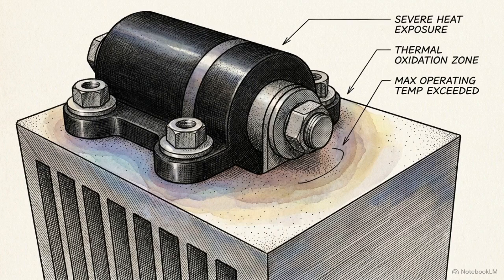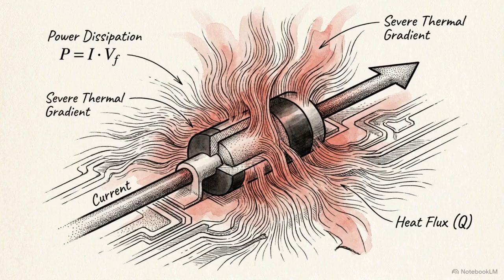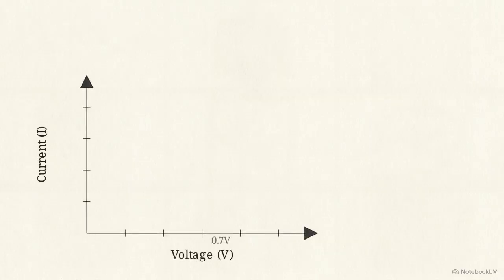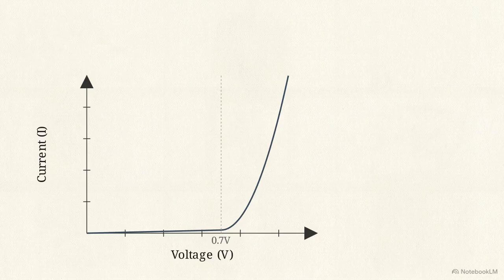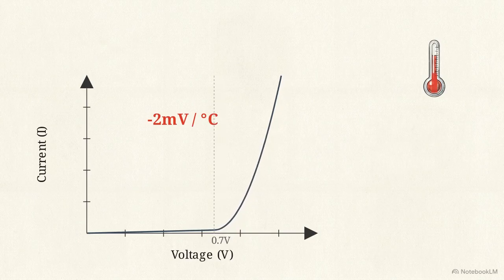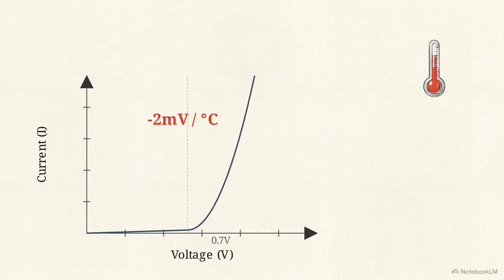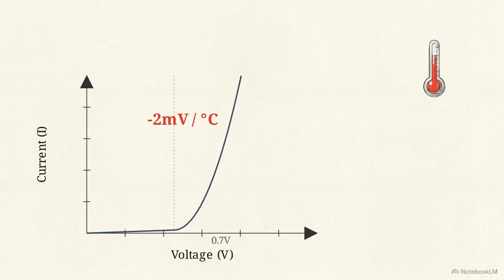Passing massive forward current through a diode generates severe internal heat. The power dissipated as heat is simply the forward voltage drop multiplied by the current. This chart demonstrates how heat compromises the atomic structure. Silicon has a negative thermal coefficient, meaning as temperature rises, the forward voltage drops by about -2 millivolts per degree Celsius.